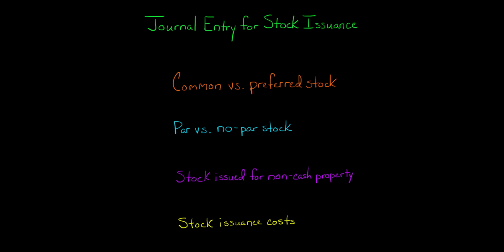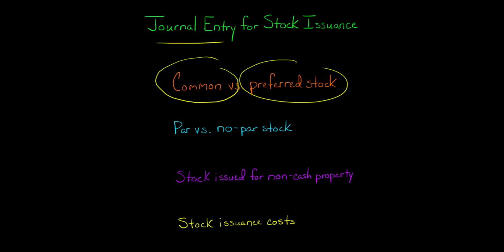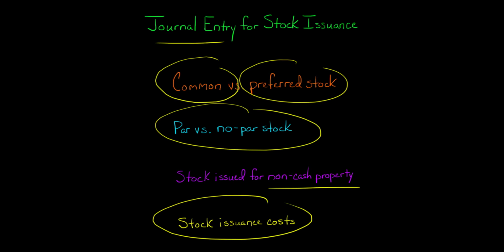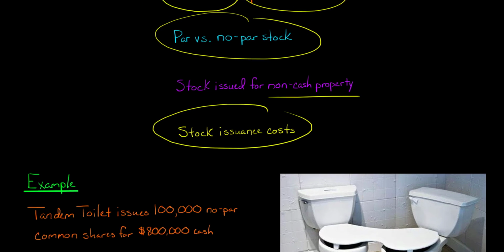In this video, I'm going to show you the journal entry for a stock issuance. And I'm going to show you how that journal entry would differ based on whether the company is issuing common or preferred stock, whether the stock has a par value, whether the stock's being exchanged for something other than cash, and how to deal with any stock issuance costs. So let's get started. We'll jump in with an example.